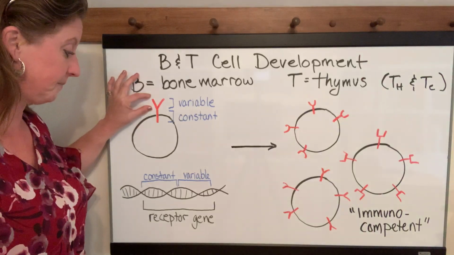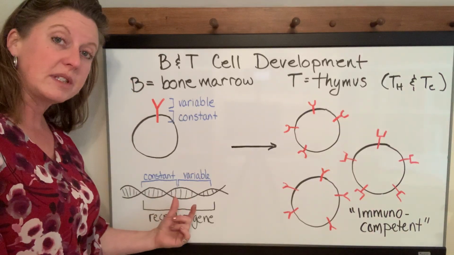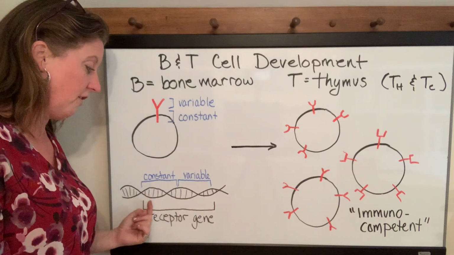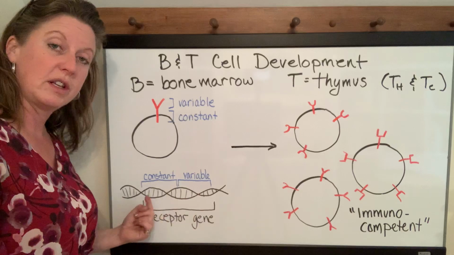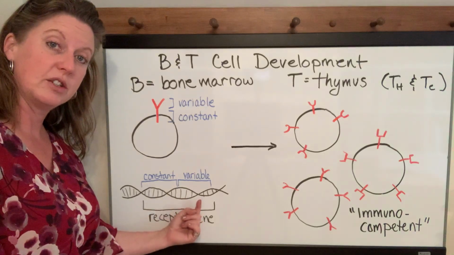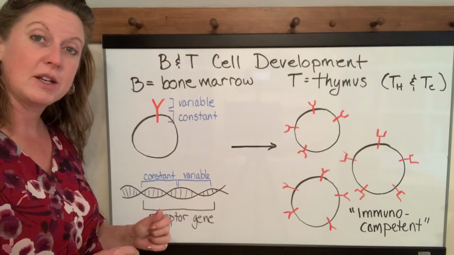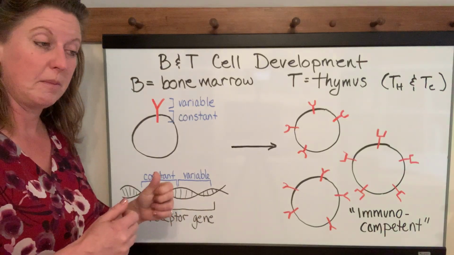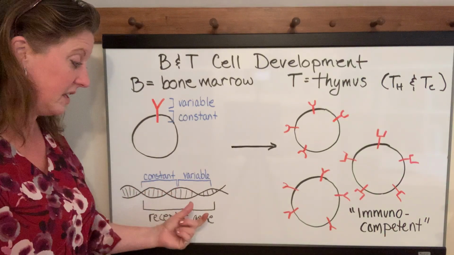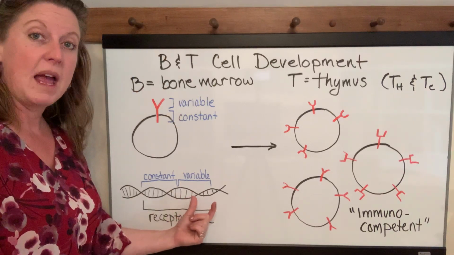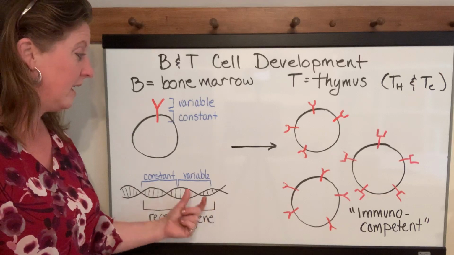Now, what's interesting about B and T cell development is that in the process of making this gene, transcribing and translating this gene into an actual receptor, before they make the variable region, each B and T cell basically takes a mixer and scrambles the DNA in the variable region so that it's completely unique from every other B or T cell.